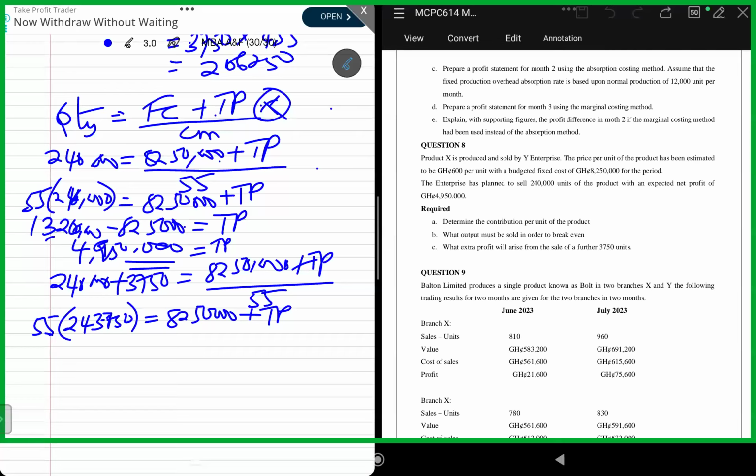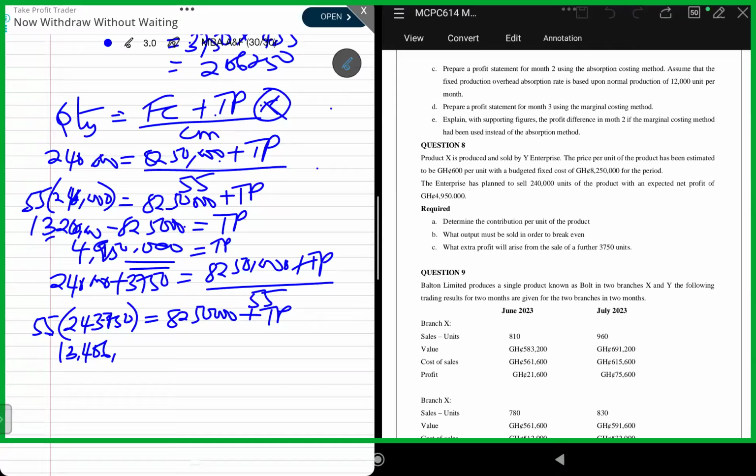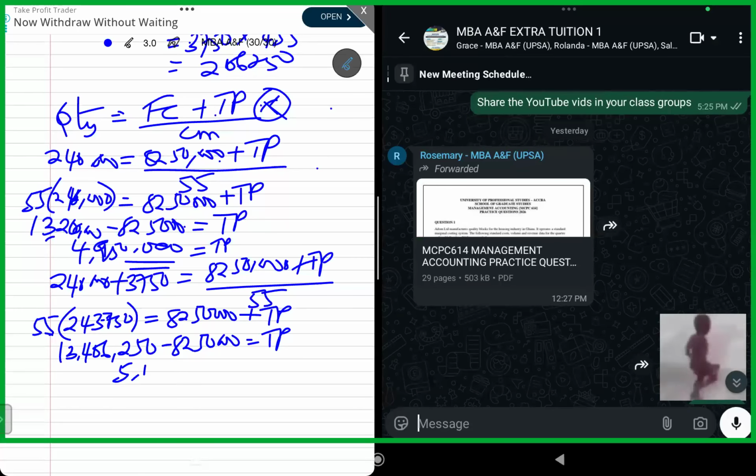So 55 times the 243,750 gives 13,406,250. Then 13,406,250 minus the 8,250,000 equals the target profits. We are getting 5,156,250. All right, that's the target profits.